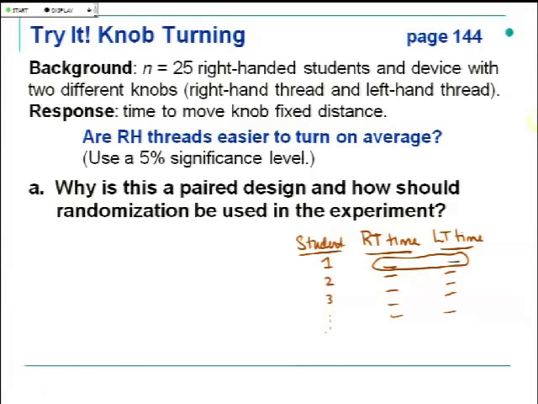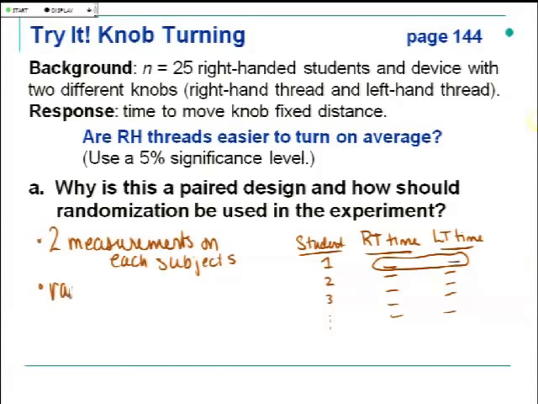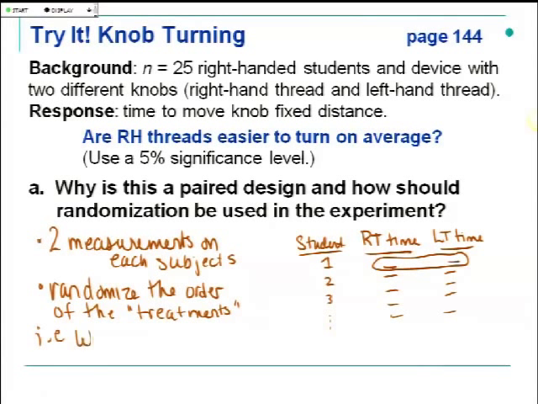It is a pair design. We have 2 measurements on each subject. Two treatments, not necessarily before and after, but 2 measurements. And randomization should be used. We should randomize the order of the treatments, per se, the knobs. Which knob is used first?